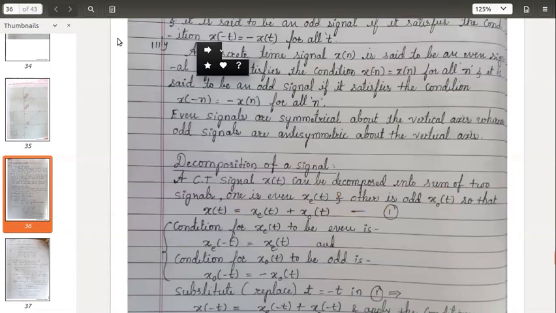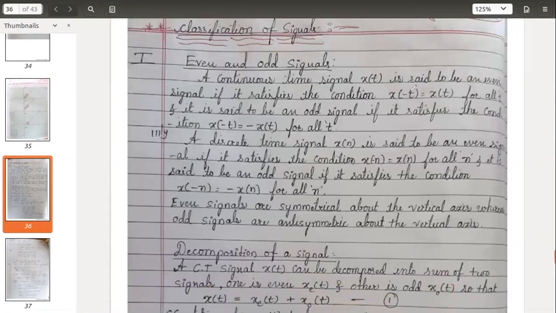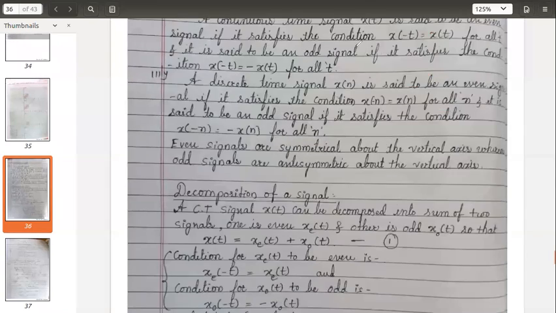And remember, the definitions of even and odd signals are important because we will be using these further in this decomposition. Very important: when you take the reflection of an even signal, it remains unchanged. If you take the reflection of an odd signal, the signal becomes negative. These two are the conditions for a signal to be even and odd. Based on this only, further discussion continues. These two equations are very important for even and odd conditions.